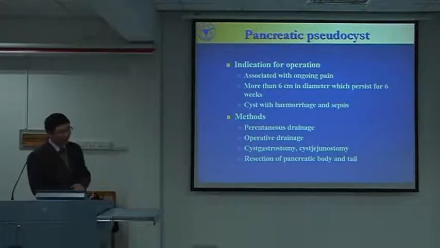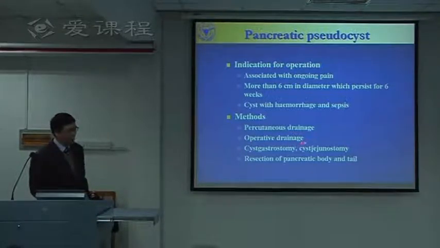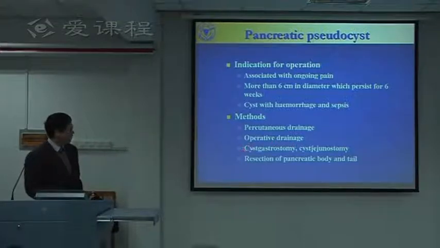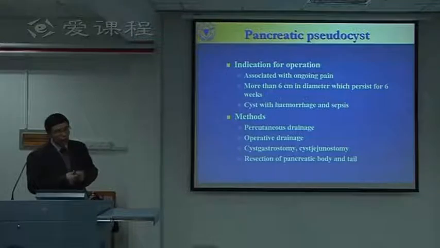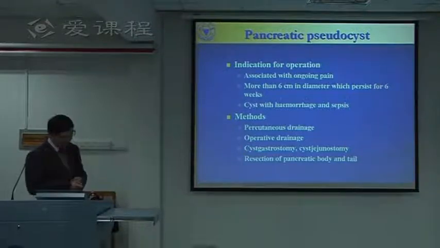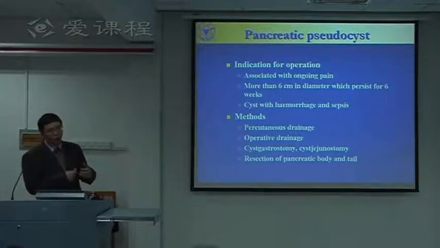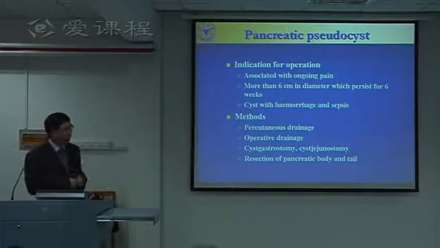What kind of operation should we take? Very easily, we can do percutaneous drainage under ultrasound. We can also do operative drainage. We can do cystogastrostomy or cystojejunostomy, the anastomosis between the cyst and the stomach, or between the cyst and the jejunum. And if the pseudocyst is located in the body or tail of the pancreas, we can also do resection of the body and tail of the pancreas.